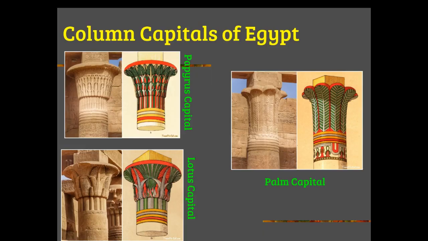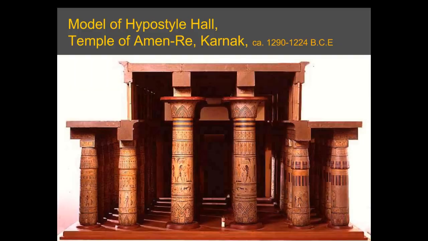Okay, we're going to talk about columns and capitals. In Egyptian culture and architecture, there are three types of capitals. We have the papyrus capital, the palm capital, and the lotus capital. It is very good to be able to denote between those three.